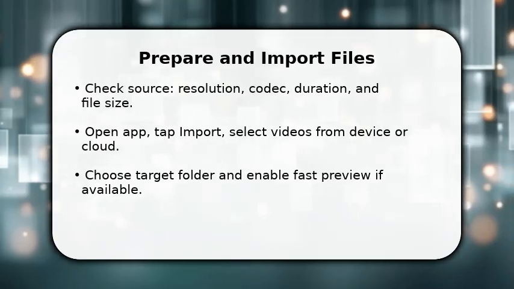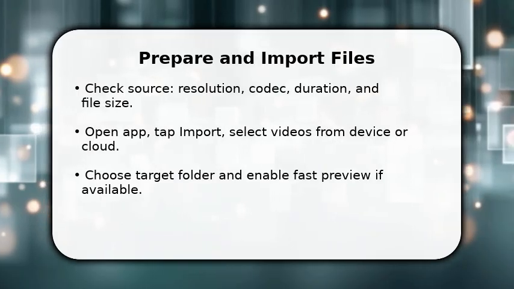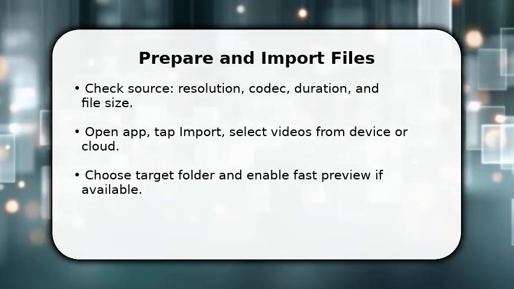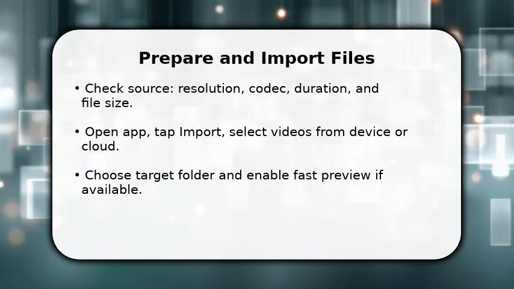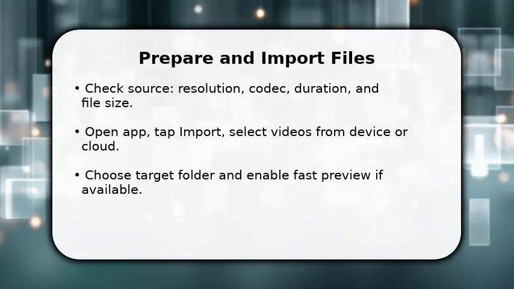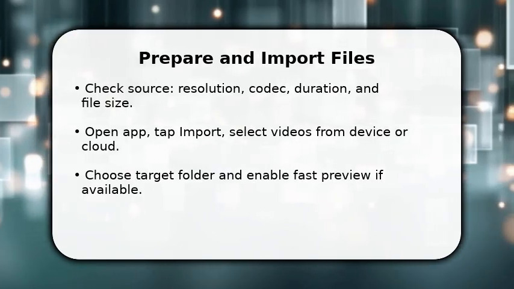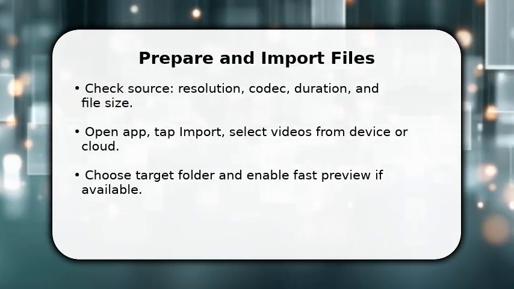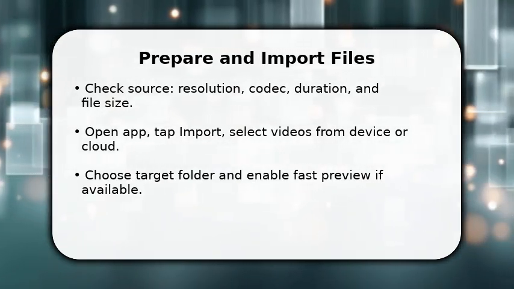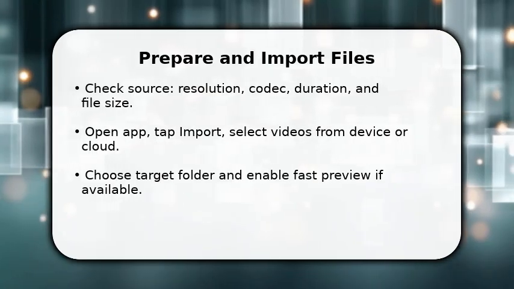You start by confirming video details. Resolution, codec, and length matter because they determine compression choices. Once done, open the Compressor app and import your clips from device or cloud storage. Pick the correct folder to save output. Make sure to enable fast preview or low-res proxy if the app offers it so you can test settings quickly.